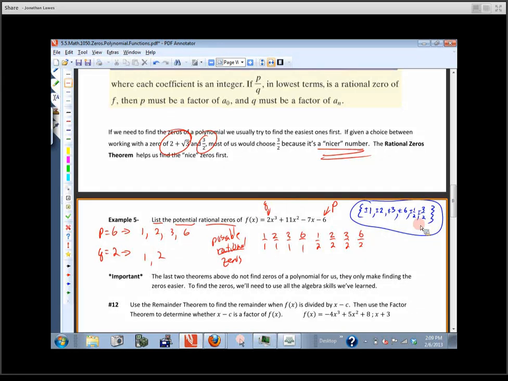Question? But there's 12. Right. So that's just your answer. This just says list them. In a minute, we're going to figure out how to check whether or not they work. Okay? Any questions? You have problems like that. Let's take a look.